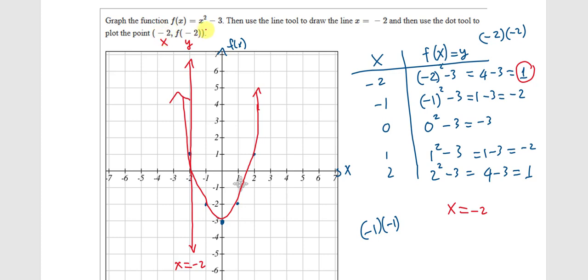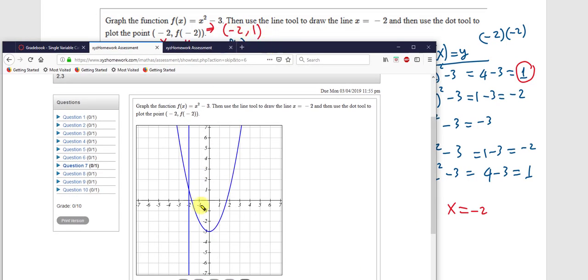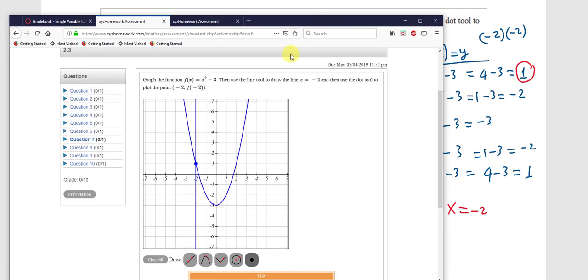So in fact, you are just plotting the point minus 2 for x and then 1 for y, which is this dot point here. So go back here, minus 2 for x, which is right here, and then 1 for y, which is right here. So we plot that point. Use the dot tool. The dot tool is right here. Click here and click minus 2 for x, 1 for y.